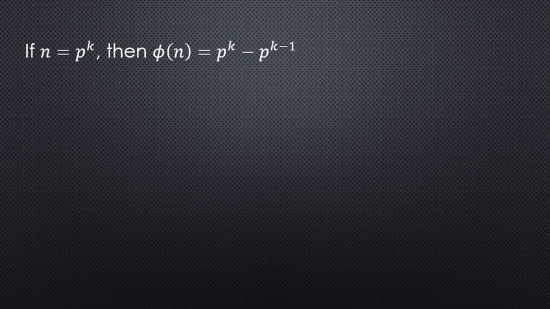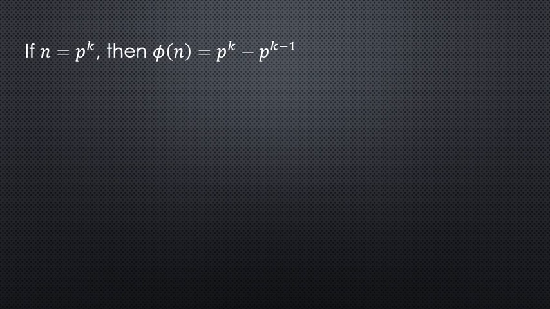But how would we do that? Well, we already know one of the pieces. We already said that phi is a multiplicative function. The other piece we need is what is phi of n if n is simply some prime raised to some power. So if n is some prime p raised to the power k, then phi of n is equal to p to the k minus p raised to the power k minus 1.